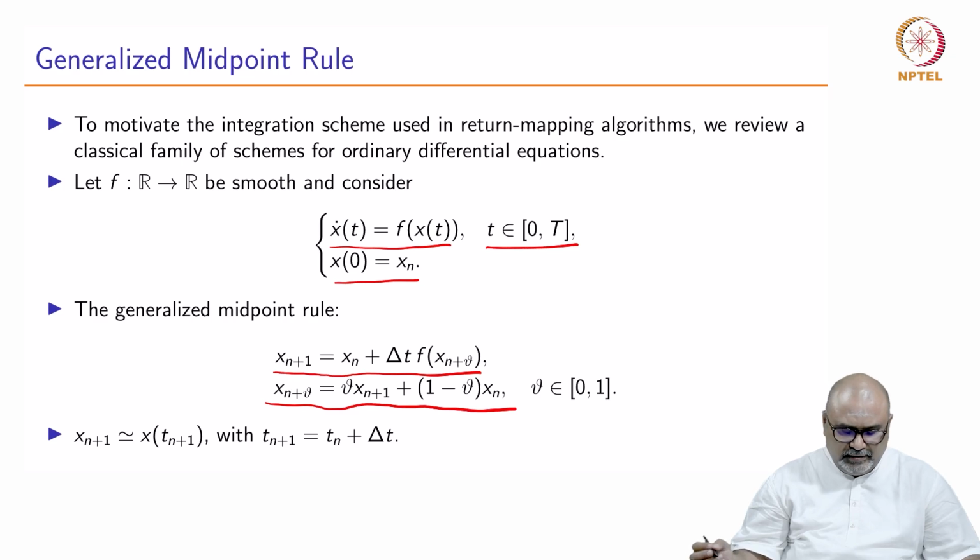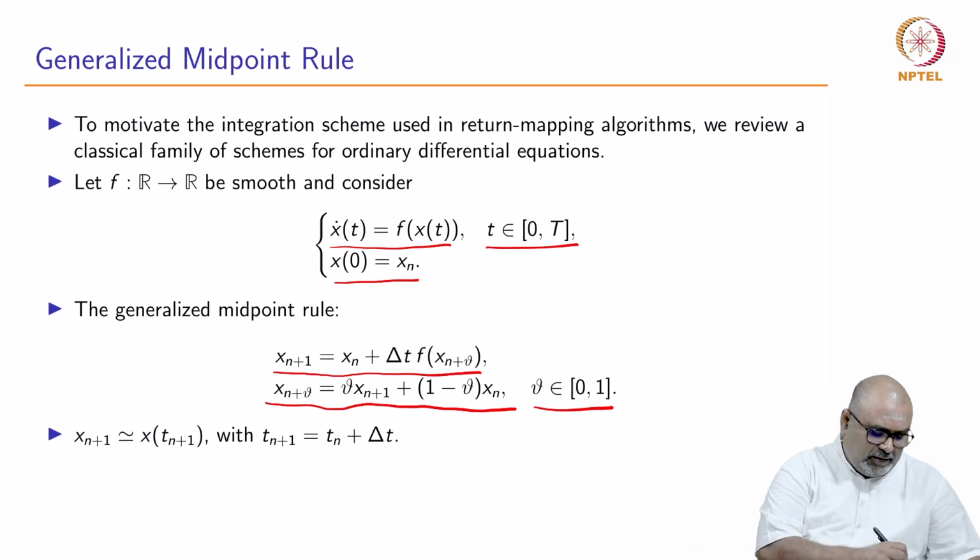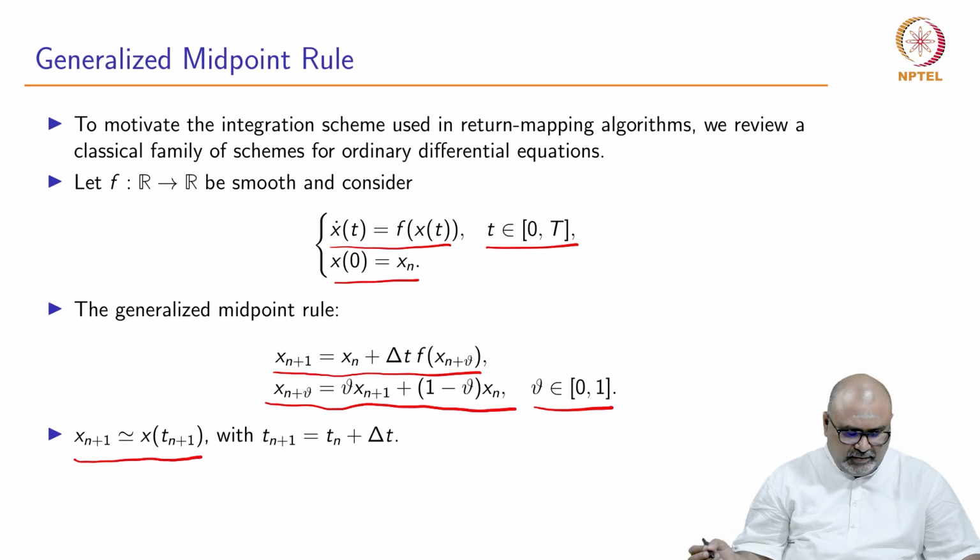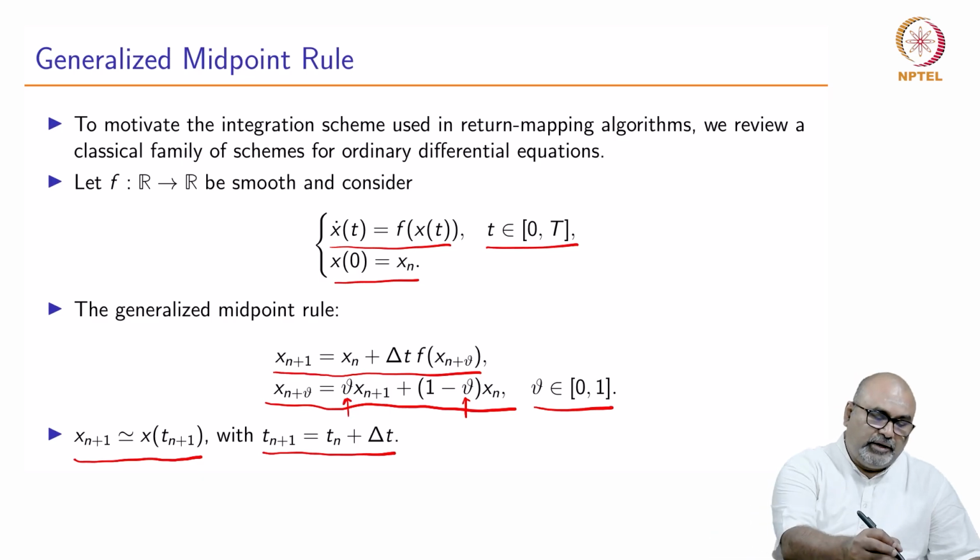You can follow a linear interpolation, where v belongs to [0, 1], and x_{n+v} is approximated as the value of x evaluated at t_{n+1}, where t_{n+1} is denoted as t_n plus Δt. So, various choices of v will determine what will be the type of numerical integration scheme that we are adopting.